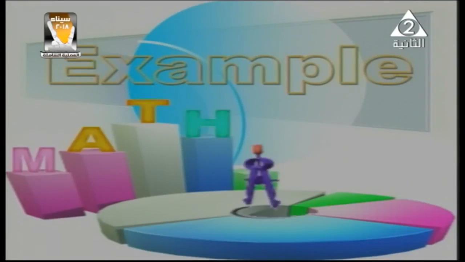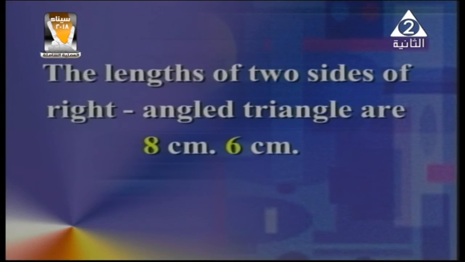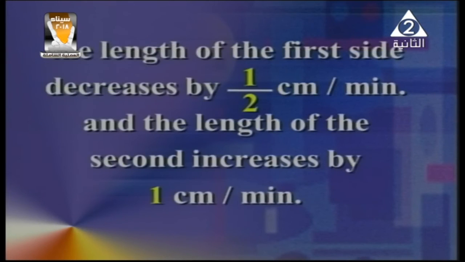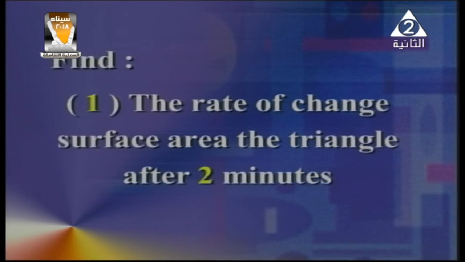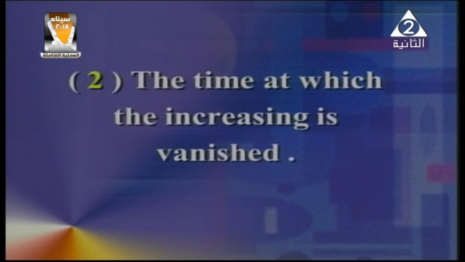Now we move to another example. Dear student, the lengths of two sides of a right angle triangle are 8 centimeters and 6 centimeters. If the length of the first side decreases by half a centimeter per minute and the length of the second increases by 1 centimeter per minute, what is required? First, find the rate of change of the surface area of the triangle after 2 minutes. Second, the time at which the increase vanishes.